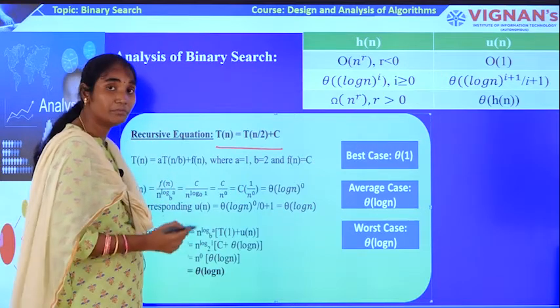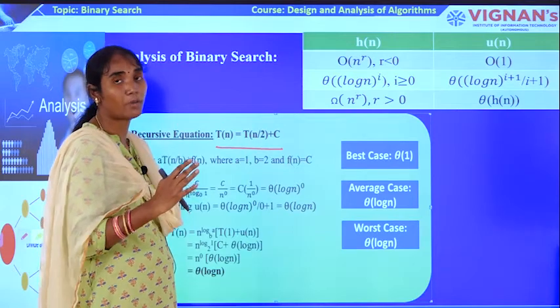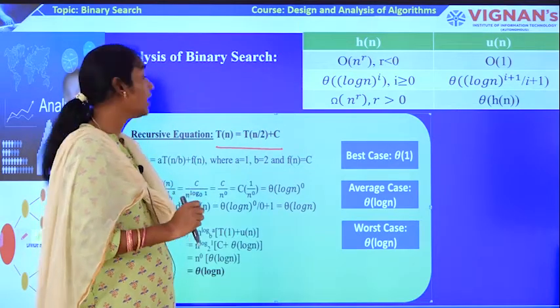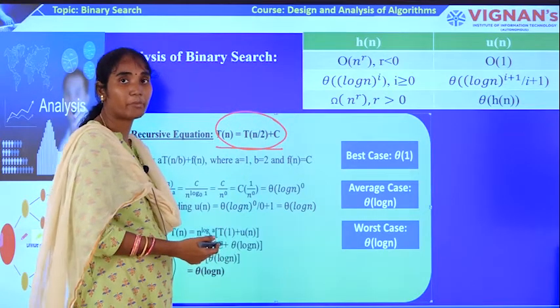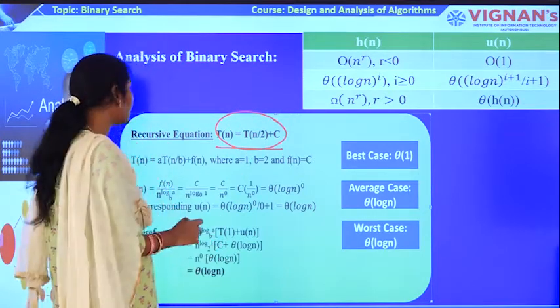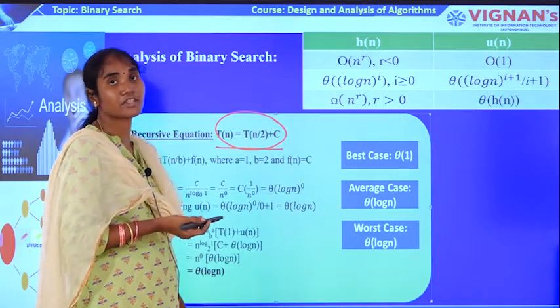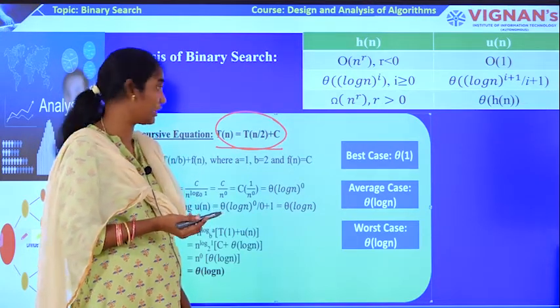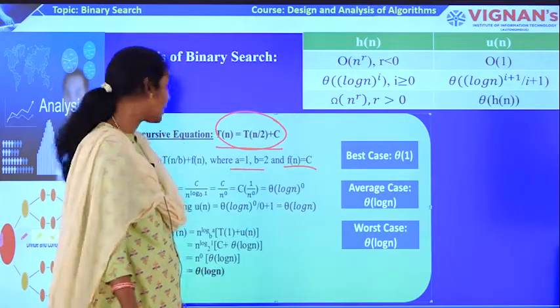So here, basically the problem is being divided into two sub-problems according to the mid position. That's why the recurrence relation came like this: T of n is equal to T of n by 2 plus C. Now when I am comparing this recurrence relation with the existing recurrence relation, which is aT of n by b plus f of n, here a is equal to 1, b is equal to 2 and f of n is equal to C.